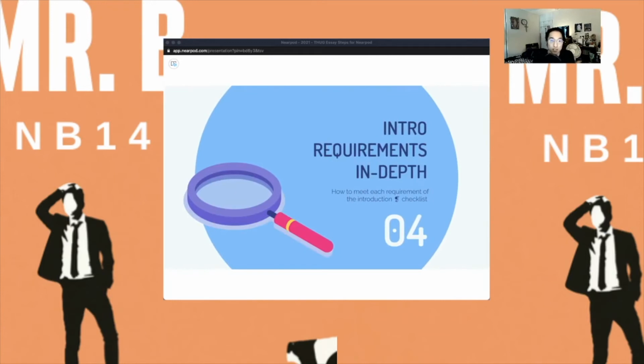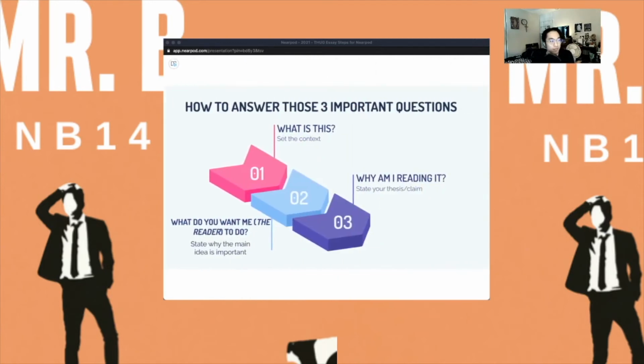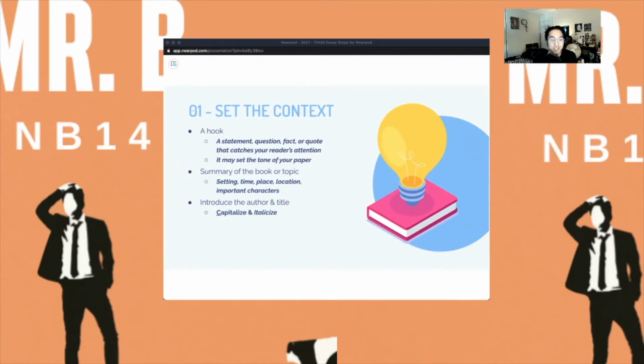All right, let's go more in depth into those things. How do we meet each requirement that we just talked about? So let's look back at these 3 questions. What is this? What do you want me, the reader, to do? And why am I reading it? In its simplest form, you're setting the context, stating why the main idea is important, and then writing your thesis. 1. Setting the context. Now, this is optional.